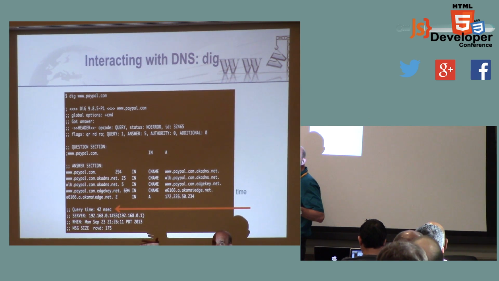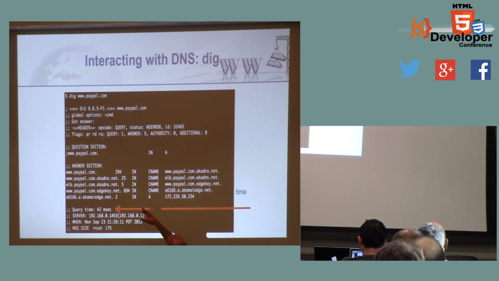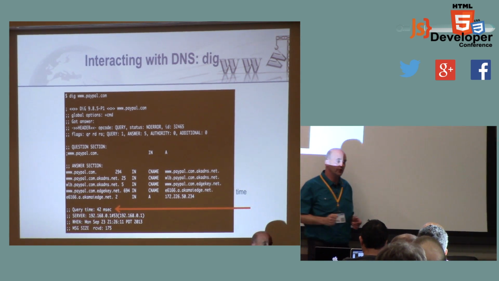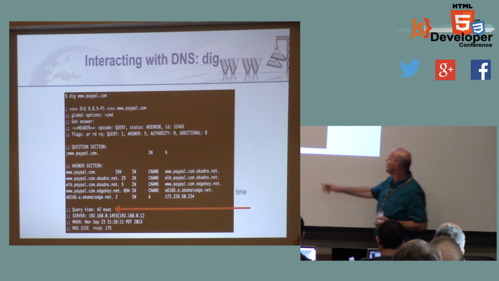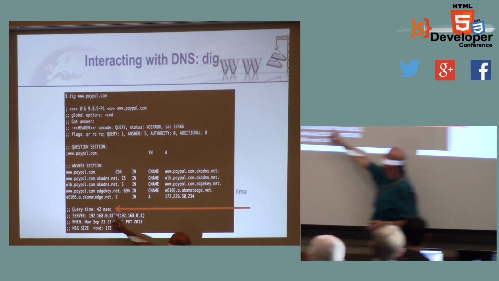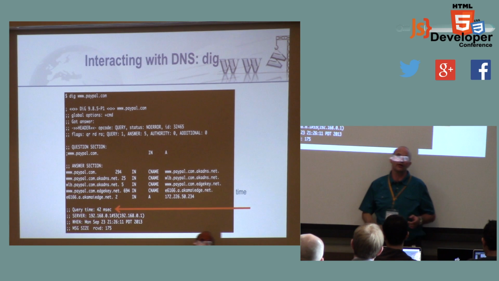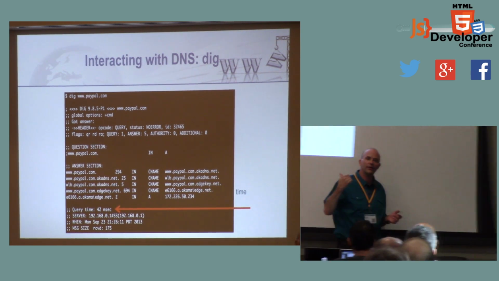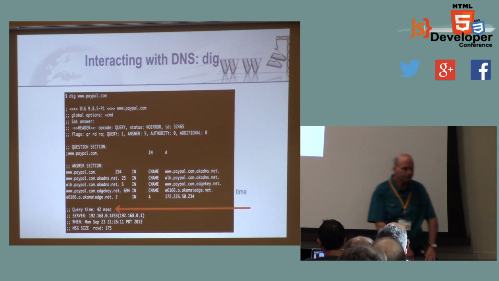Just like every other Unix command, it has more options than it needs. You can look those up. But you can see PayPal has 4 individual entries in their DNS records. And this is all nice and everything. The only part that I want you to care about is this right here, 42 milliseconds. That's the time it took to actually do that DNS response time.